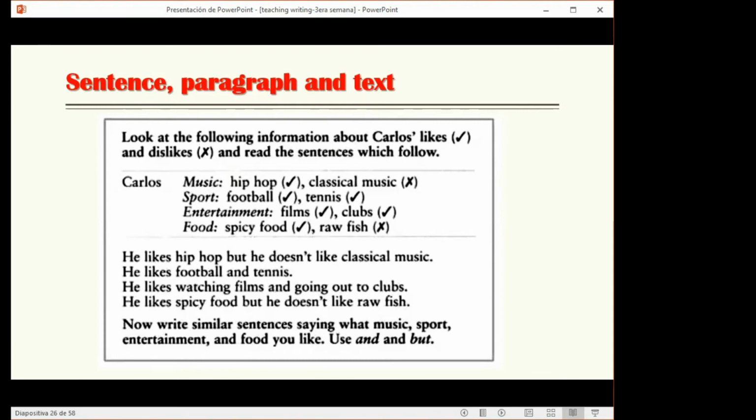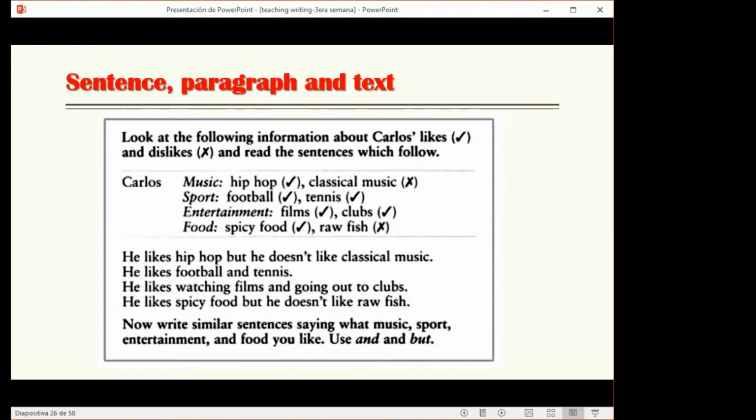He likes hip hop, but he doesn't like classical music. He likes football and tennis. He likes watching films and going out to clubs. He likes spicy food, but he doesn't like raw fish. This is the model. You give the information about Carlos, then you write sentences about Carlos as a model, joining some ideas using but or and. Then what are they going to do? Write similar sentences saying what music, sport, entertainment, and food you like. Use and, but.